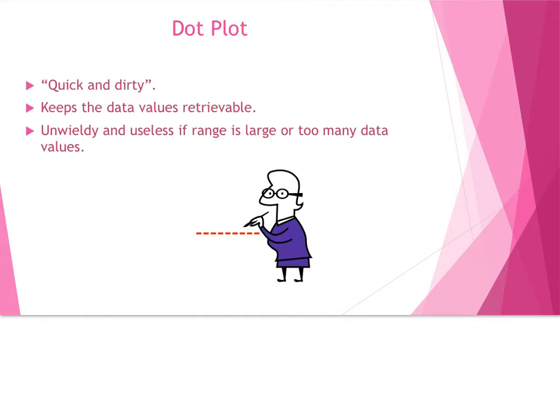A dot plot is what I call one of your quick and dirty little graphs. It's probably not something you would do for a formal report. When you look at a dot plot, you can get the original data values back, and it's not something you want to do if you have too many data values or if your span of numbers is too great.